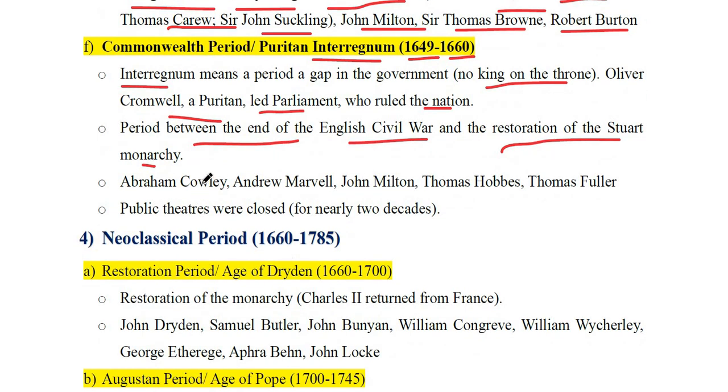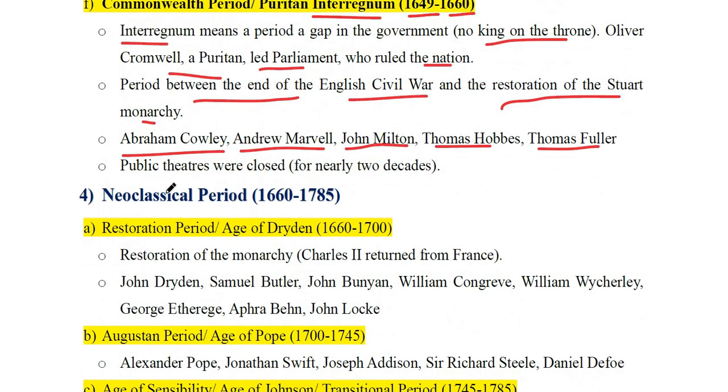Now the major writers we have during this time period are Abraham Cowley, Andrew Marvell, John Milton, Thomas Hobbes, and Thomas Fuller. And the important thing is that all the public theaters were closed during this time period. So we don't have any significant playwright in this time period.